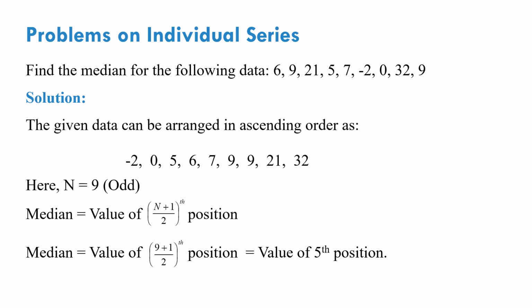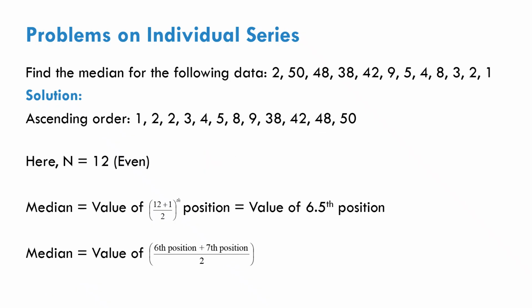Let us count the total number of observations. Here they have given 9 observations, so the value of n is 9, that is an odd number. Since the number of observations is odd, we use the formula for the median position as (n plus 1) by 2. That is, the median is given by the value of the (n plus 1) by 2th position. So we just replace the value of n as 9. So (9 plus 1) by 2th position is equal to the value of the 5th. In the arranged data of ascending order, the value of the 5th position is 7. So that gives the value of median. Hence the solution for this problem is median equal to 7.